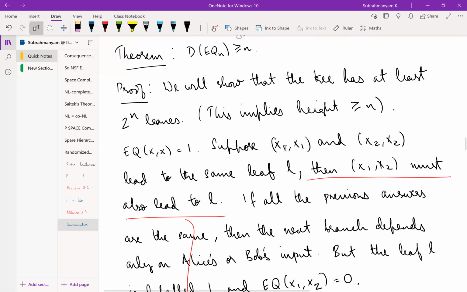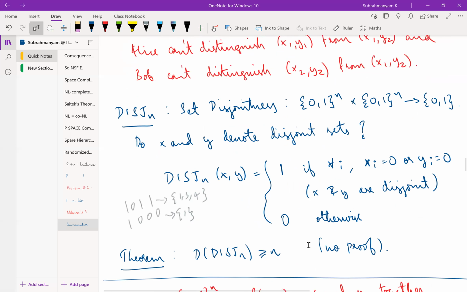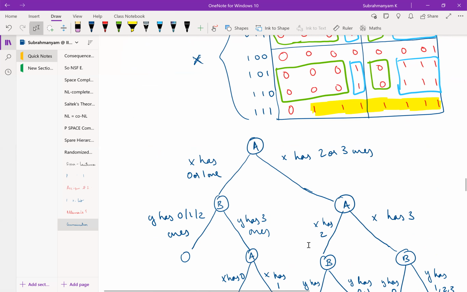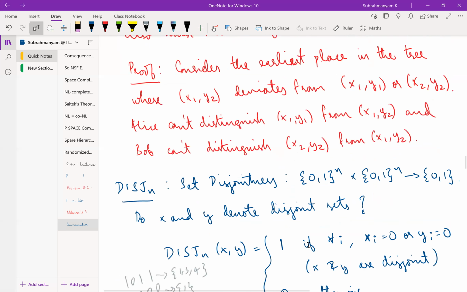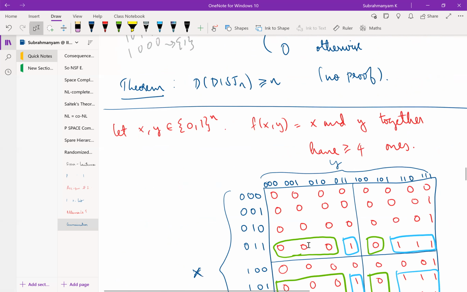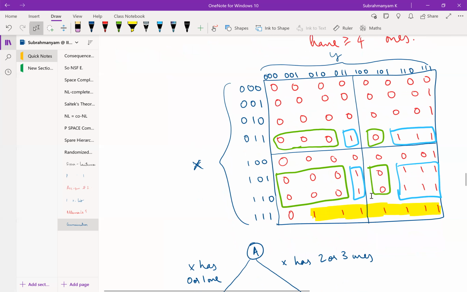where we said that if (x1, x1) and (x2, x2) go to the same leaf, then (x1, x2) must also go to the same leaf. And this idea was used further in defining what are called combinatorial rectangles. Right? We defined set disjointness. We saw this matrix, which is defined based on the function. And we saw the combinatorial rectangles in action.